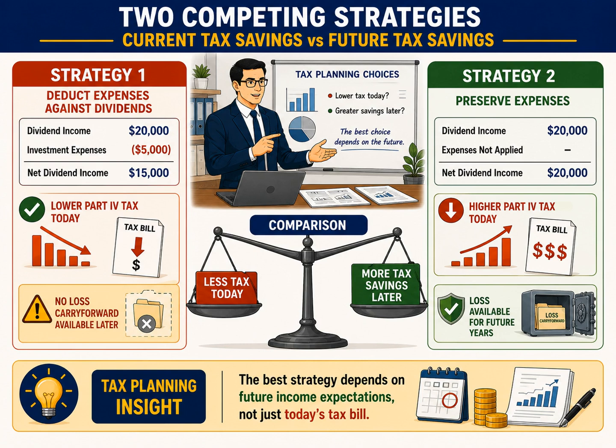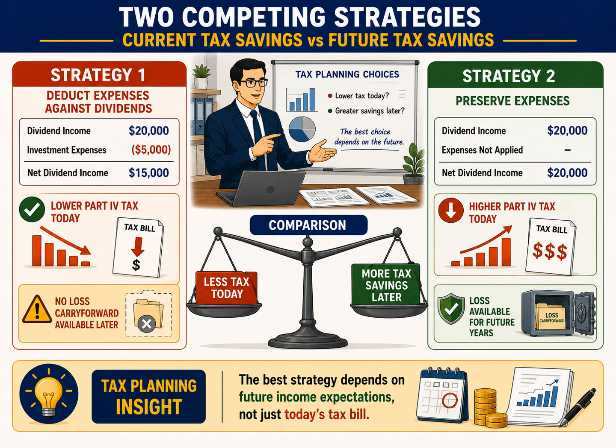However, there is a trade-off. By using the expenses immediately, the corporation may lose the opportunity to create or preserve a loss that could have been valuable in future years. In other words, the current year tax benefit comes at the cost of future flexibility. Now let's look at strategy 2 on the right side.